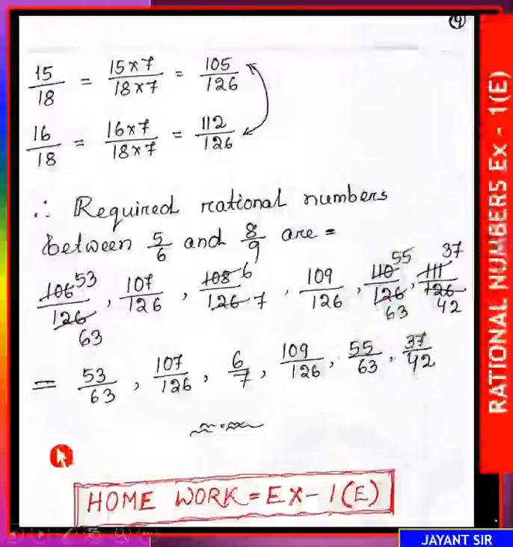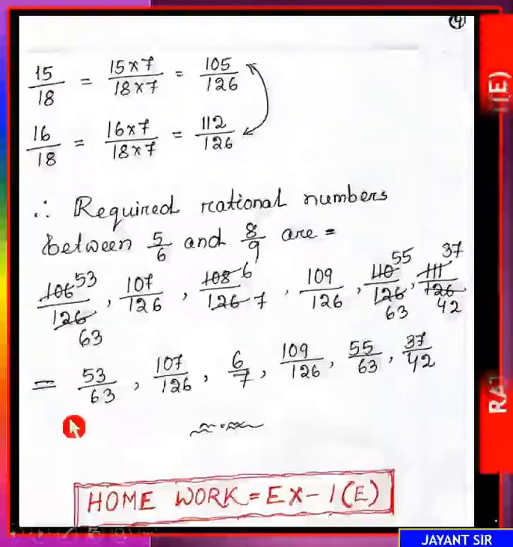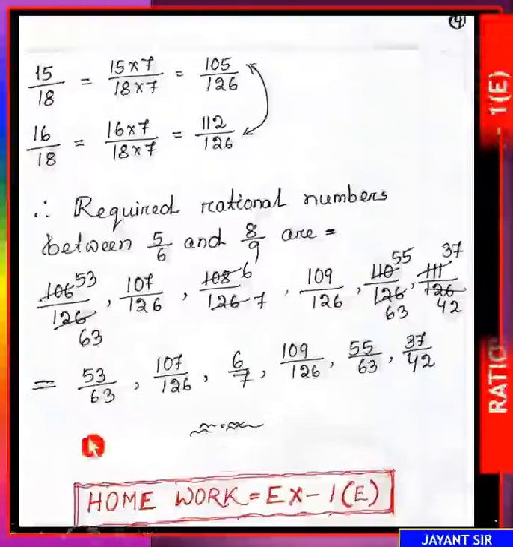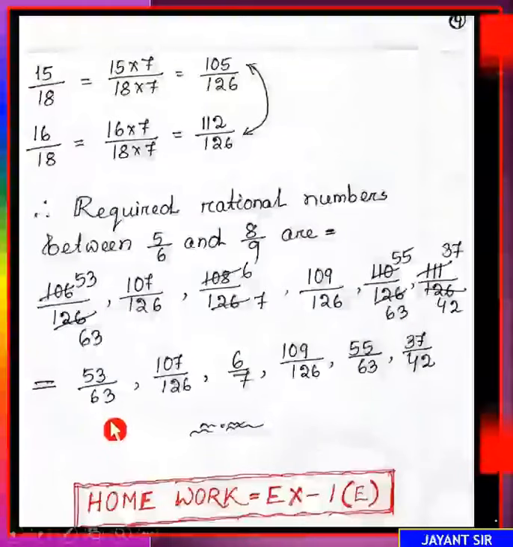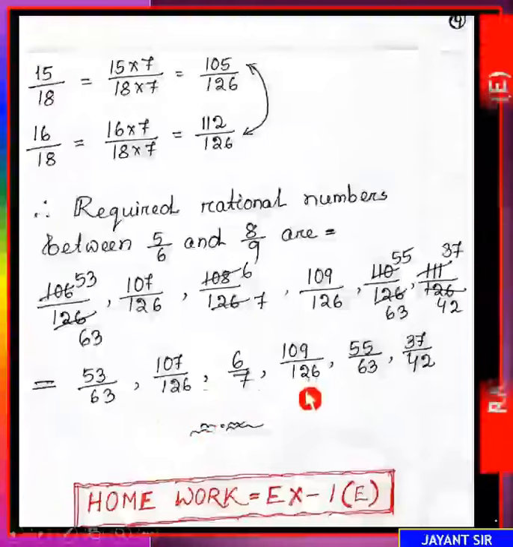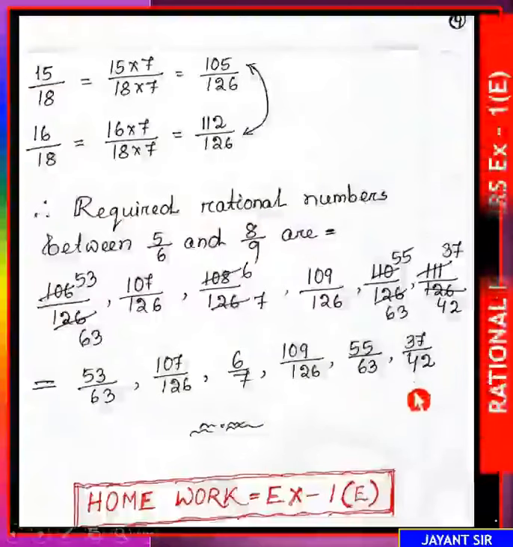Therefore, you should all write that therefore, 6 rational numbers between 5 by 6 and 8 by 9 are 53 by 63, 107 by 126, 6 by 7, 109 by 126, 55 by 63 and 37 by 42.